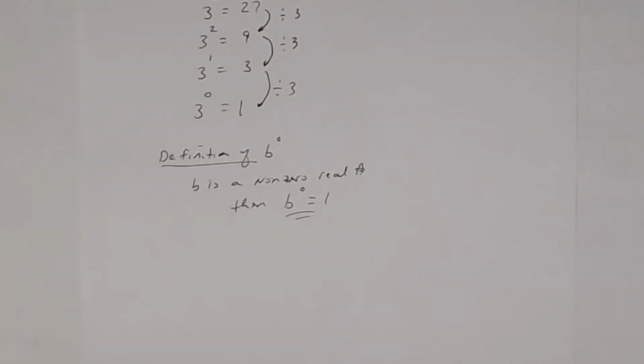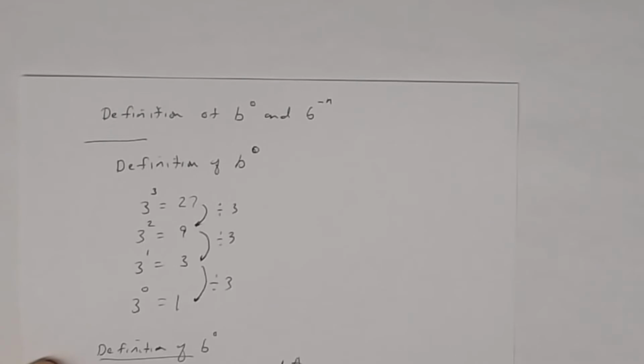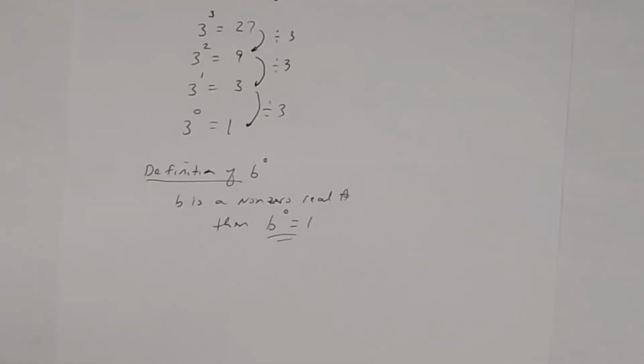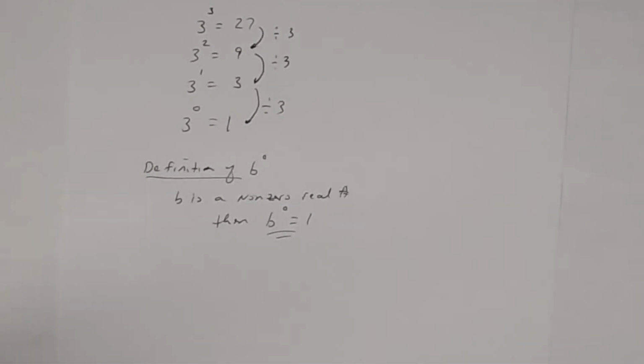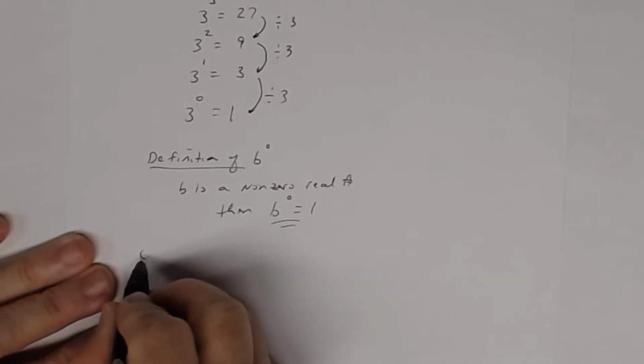That's the definition: b to the 0 power equals 1. Let's do some examples with that, and then we'll talk about what we do if the exponent is negative. If the base is not 0, then any real number raised to the 0 power is 1. But remember, the base cannot be 0. So let's look at these examples.